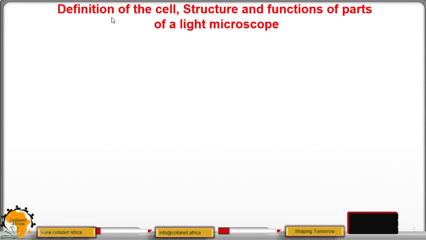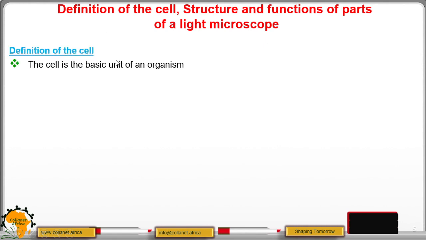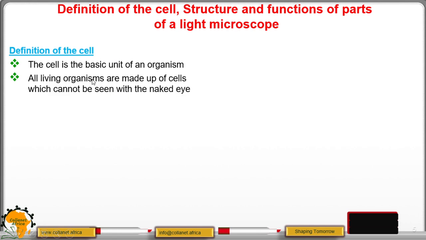We want to look at the definition of the cell, and the structure and function of parts of a light microscope. So, the cell is the basic unit of an organism. And all organisms are made up of cells which cannot be seen with the naked eye. Therefore, the aid of a microscope is required.